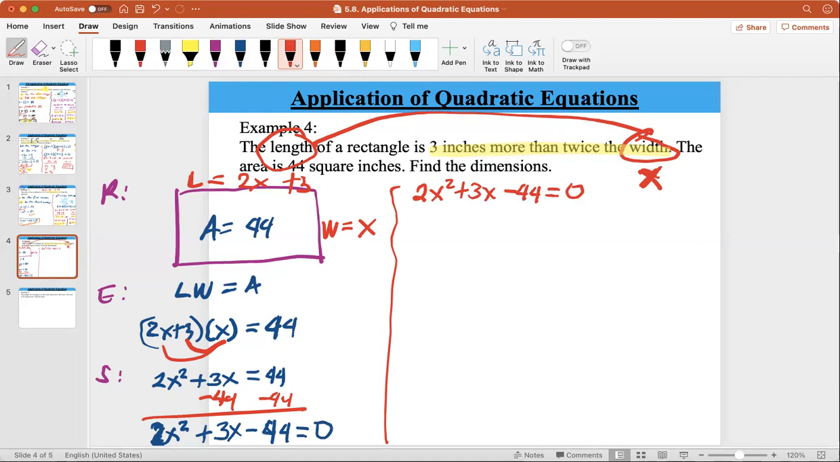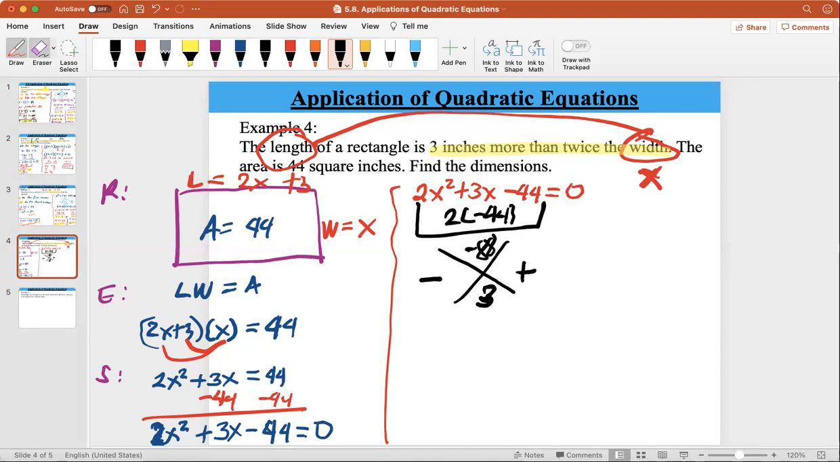Our leading term has a coefficient that is 2. So we have to consider that in factoring using the AC method. By the AC method, we multiply 2 by negative 44. So what's the product? Negative 88. And what's the sum here? 3. So product negative 88, sum positive 3, which means that our factors must be negative and positive.